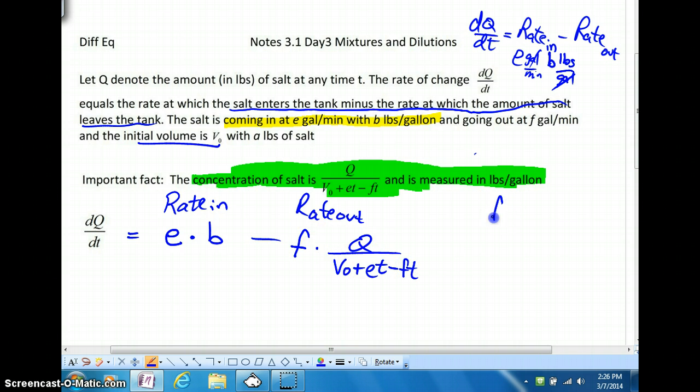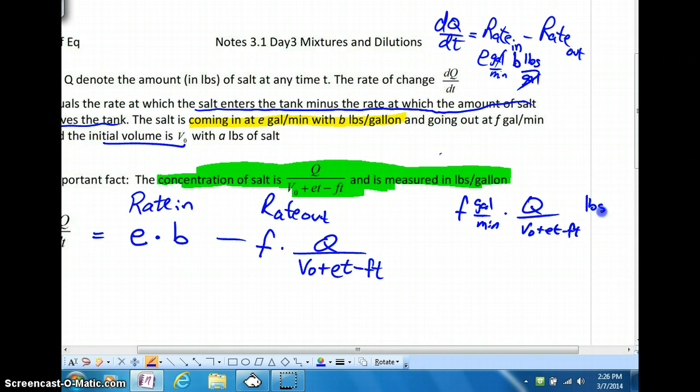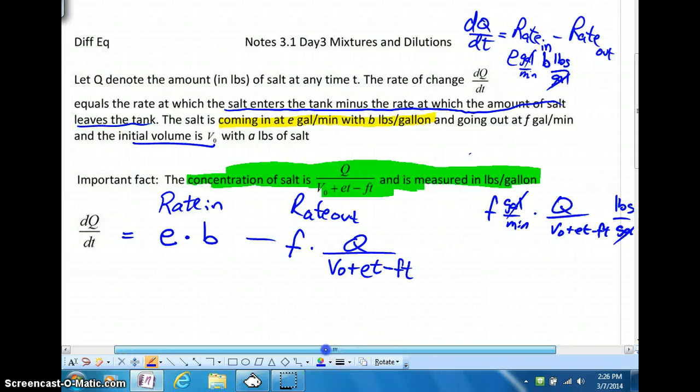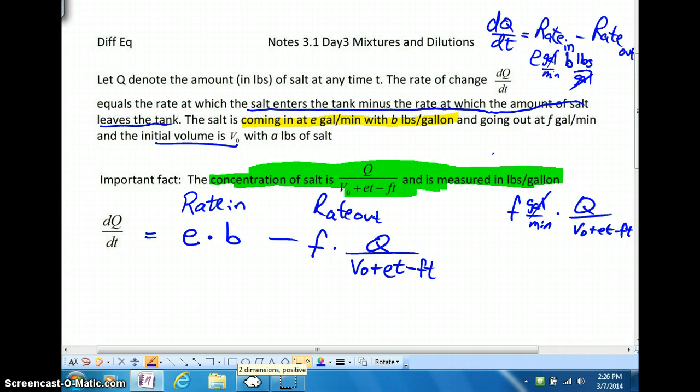Why? Well, remember what F was measured in. F, as we said, was measured in gallons per minute. When you're looking at Q all over V naught plus ET minus FT, we just said that was pounds per gallon. And once again, look, the gallons cancel out. That's how we have pounds of salt per minute. So this is our differential equation right here.